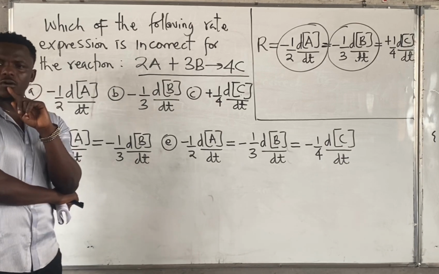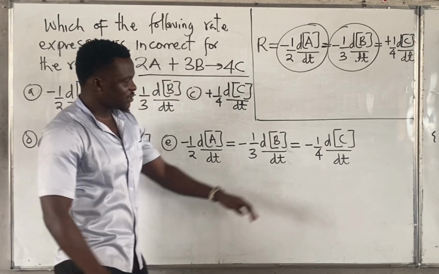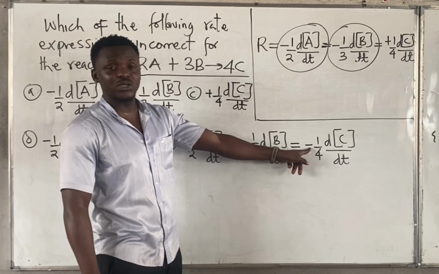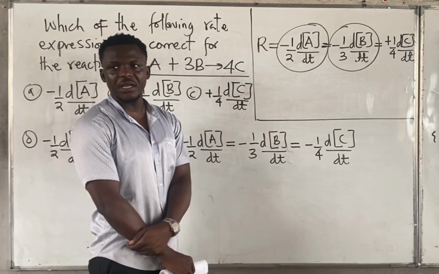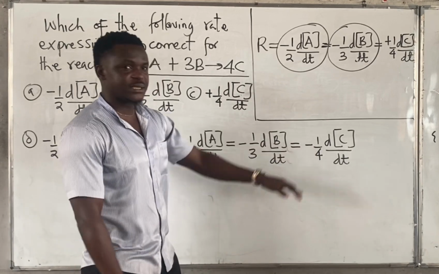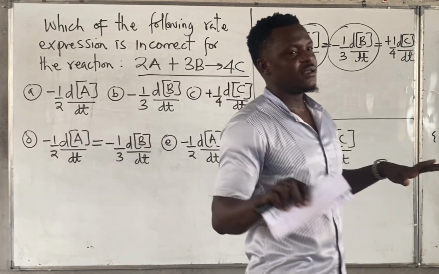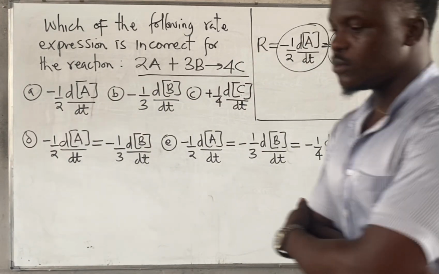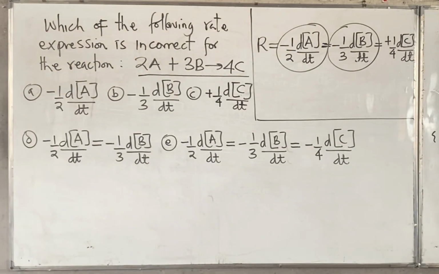Can you tell me why it's wrong? Because this one is supposed to have what? Plus. But what we have is what? Minus. So that is actually the reason why option E is wrong. That's not the answer. So move straight to calculation. Please write.